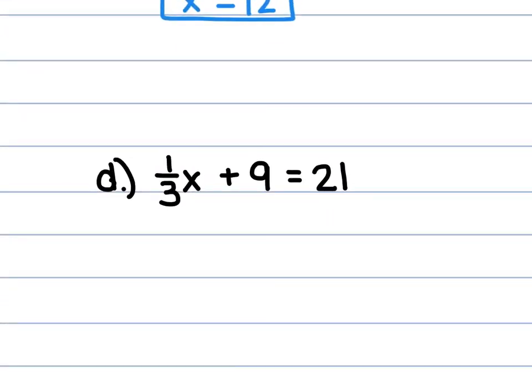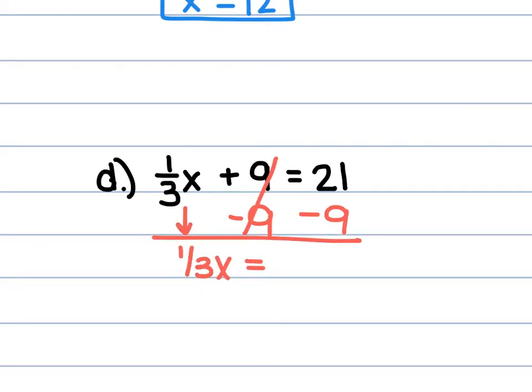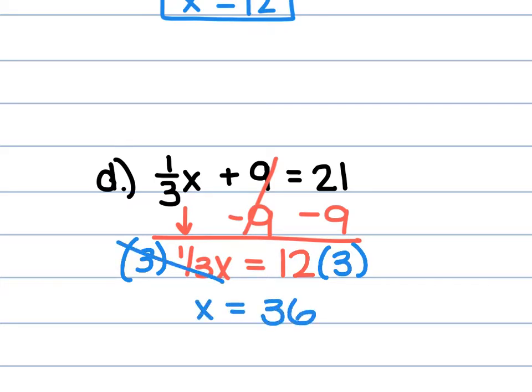For D, we have 1/3 x plus 9 is equal to 21. So we're going to move that 9 over first to undo the addition. And we're going to be left with 1/3 x is equal to 21 minus 9 gives us 12. From here, you want to get the x by itself. So we're going to multiply each side by the reciprocal of that 1/3. The reciprocal of 1/3 is 3. So 12 times 3 gives us that x is equal to 36.